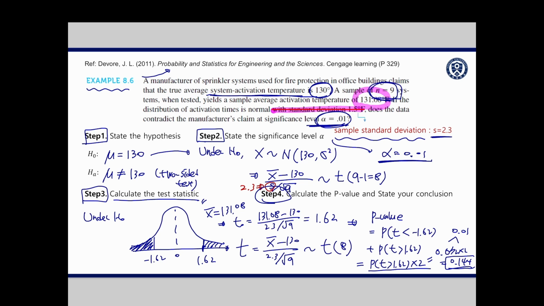So we cannot reject H0. Therefore, there is sufficient evidence to support the claim made by this manufacturer company that mu equals 100. Okay.